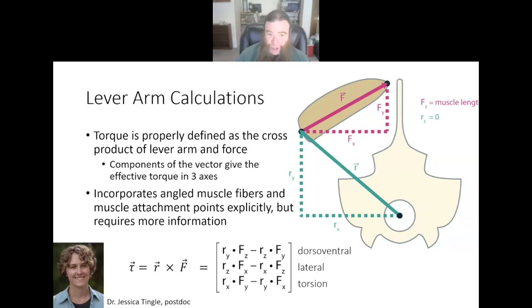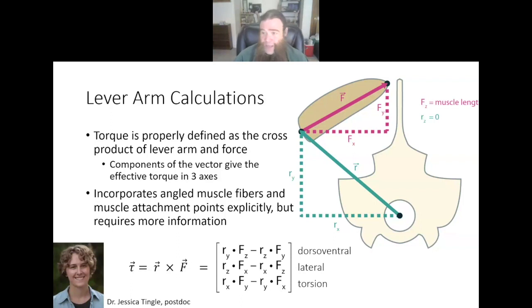The actual definition of torque is the cross product of the lever arm and force, the vector cross product. And so the result of this cross product is itself a torque vector. And the components of that torque vector, shown here in this matrix, are the torque in the dorsoventral, lateral, and torsional direction. So dorsoventral is up and down, lateral side to side, torsion would be twisting.